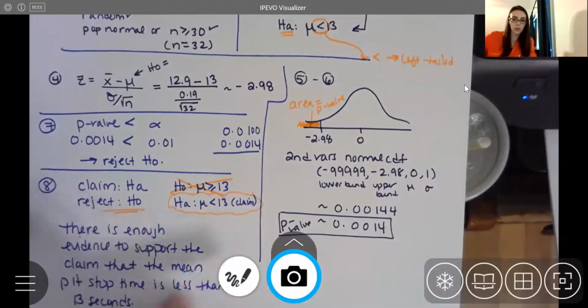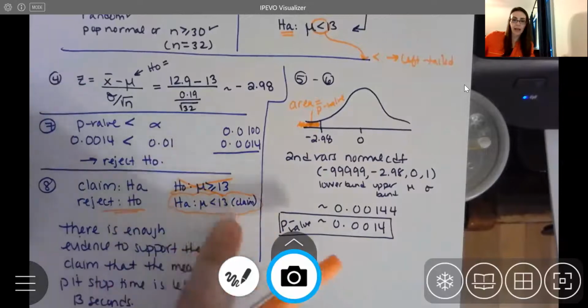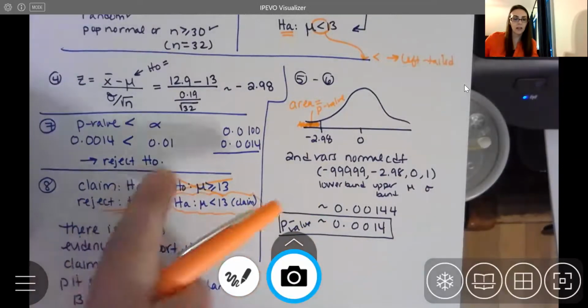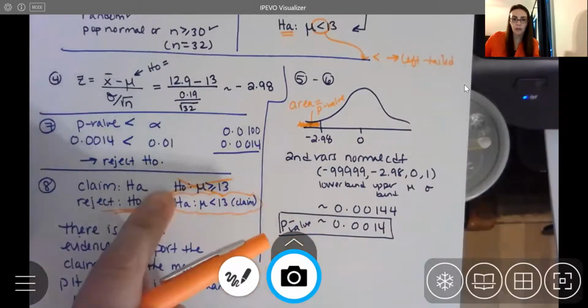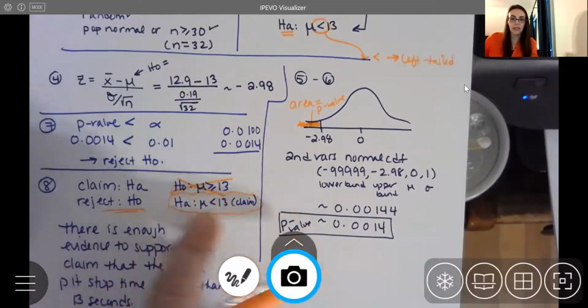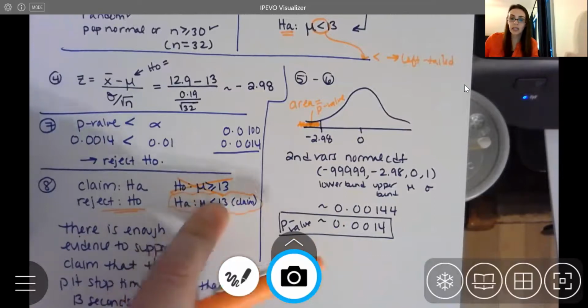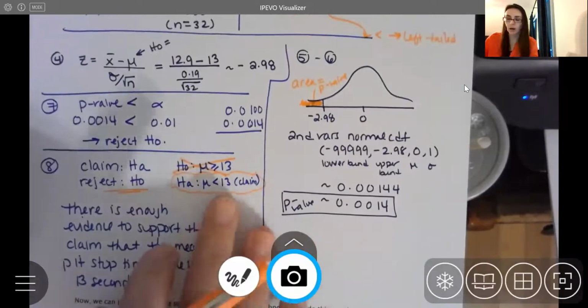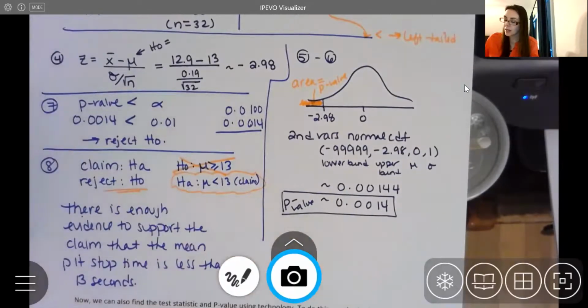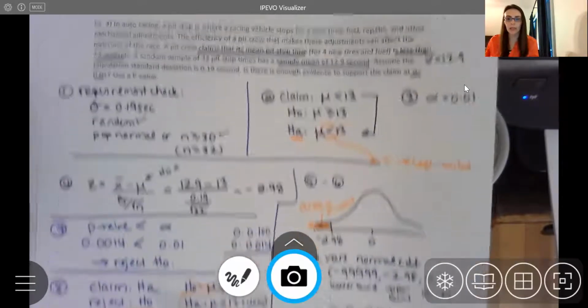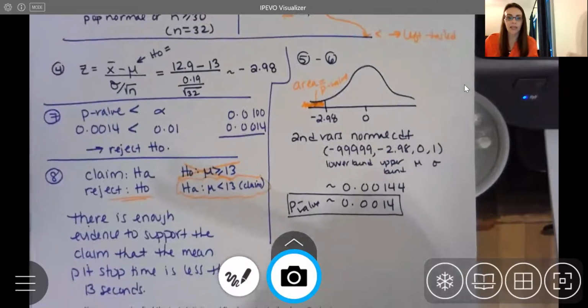So if you're not doing well with the table, think about what's happening here. If I'm rejecting the null, I'm getting rid of the null. So that means the other piece must be true. So we're supporting our claim here. We're saying, hey, this looks like it's true. So we're supporting our claim in this case, because that's our claim, that the time is less than 13. So this is your process for how to hypothesis test.